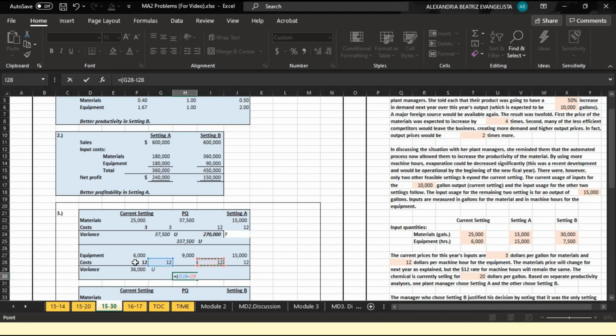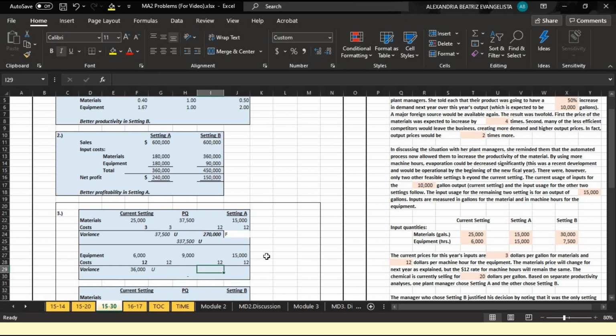And now for the variance that corresponds to price recovery, that is $12 less $12 for the setting A, multiplied by 9,000, which is the PQ quantity, and that is 0. And then lastly, for the variance that corresponds to productivity, we're going to deduct 15,000 machine hours of setting A by 9,000 machine hours in PQ multiplied by its cost, which is $12, and that would give us 72,000 unfavorable. There you go.